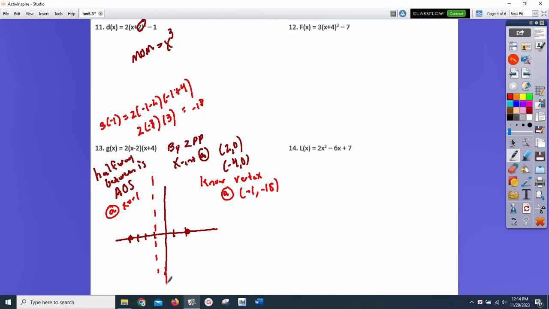And I don't have enough room for 18 tick marks. I'm just going to put it down here and label it (-1, -18). And then I'm going to connect my dots. And there's my parabola.